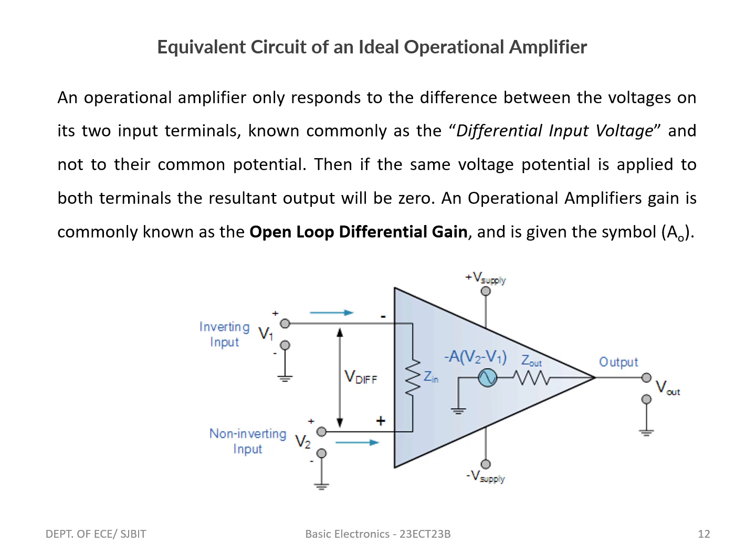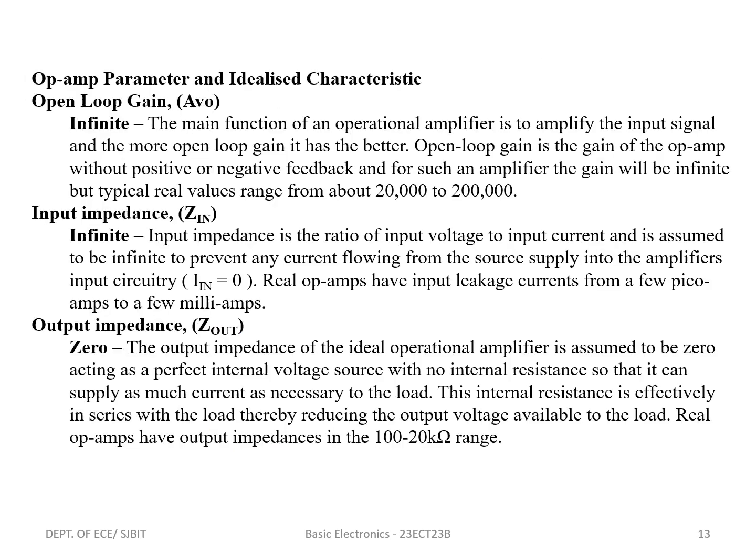This is an equivalent circuit of an ideal operational amplifier. An operational amplifier only responds to the difference between the voltages on its two input terminals, known commonly as the differential input voltage, and not to their common potential. Then, if the same voltage potential is applied to both terminals, the resultant output will be zero. An operational amplifier's gain is commonly known as the open loop differential gain and is given by the symbol A0.